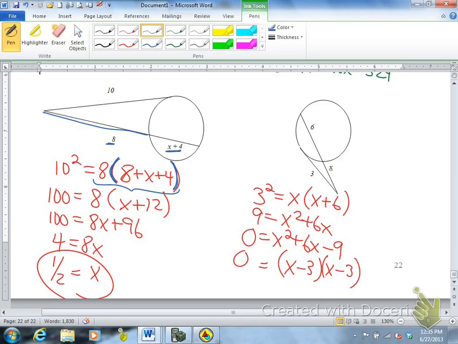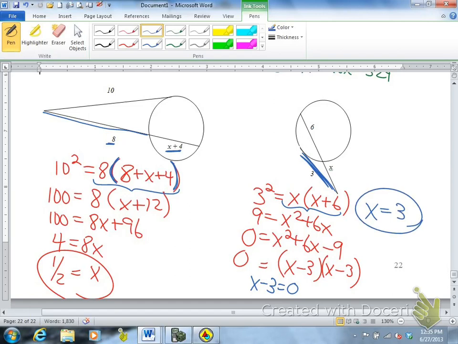On this next one, again, you do 3 squared, and then this part I would guess you may have missed. If you missed anything about it, it would be x times x plus 6. And distributing, setting equal to 0, and these are the same, so you really only have to do one. This is called a double root, getting the same answer on a quadratic equation. So you would have x equals 3 for this answer.